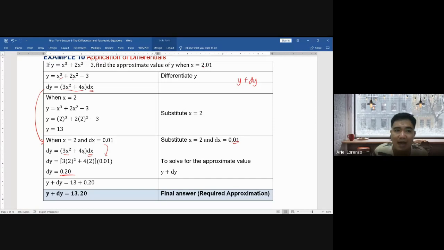Sir, how about si y? Si y naman, class, balik ka lang kay y and then palitan mo si x ng 2. So y is equal to x cubed plus 2x squared minus 3x. Palitan natin si x ng 2: 2 cubed plus 2 times 2 squared minus 3 times 2, and that is 13. And then yung approximation natin should be y plus dy lagi. So that is 13 plus dy mo which is 0.20. So that is 13.20. So that is the required approximation. Nakuha?